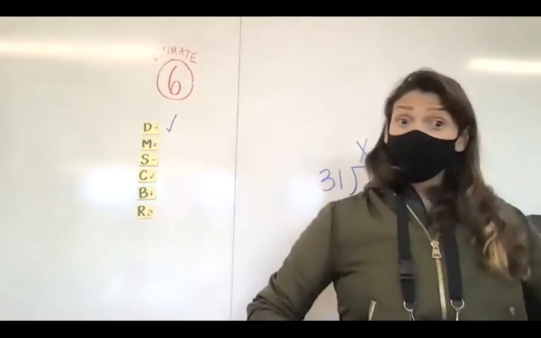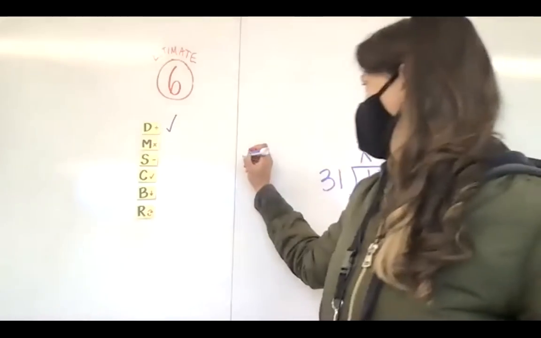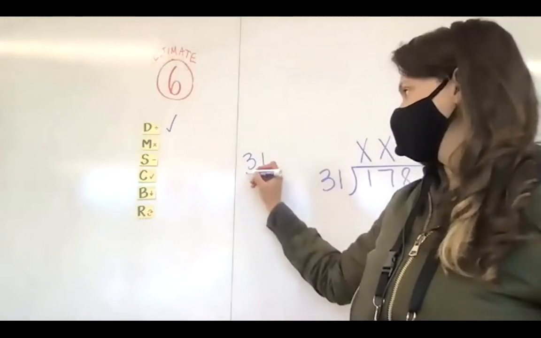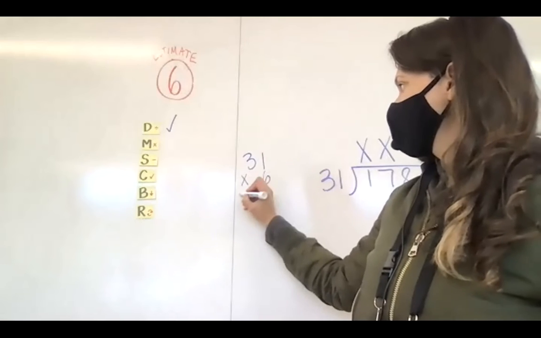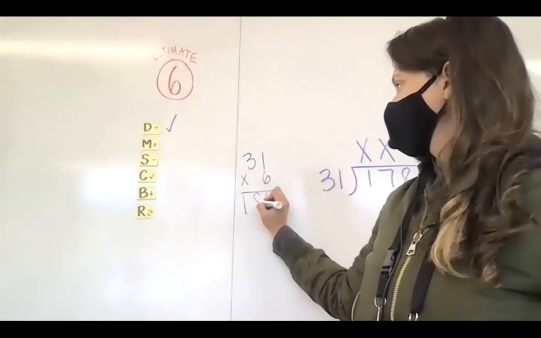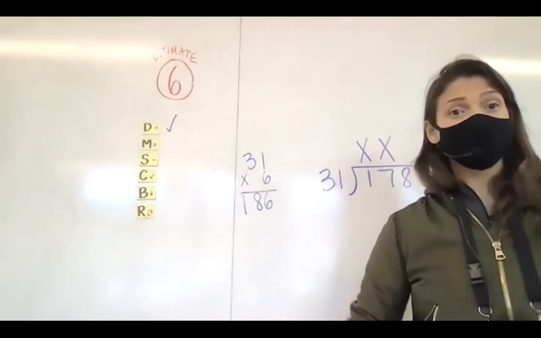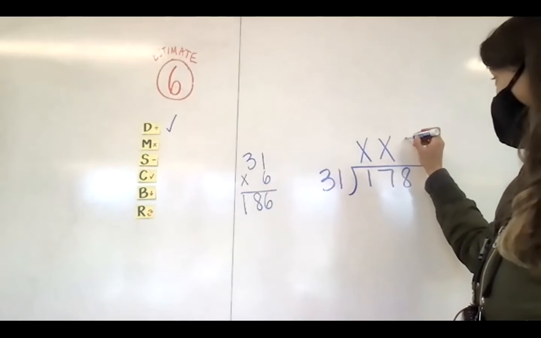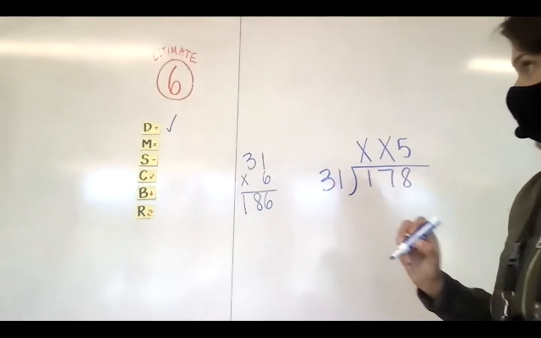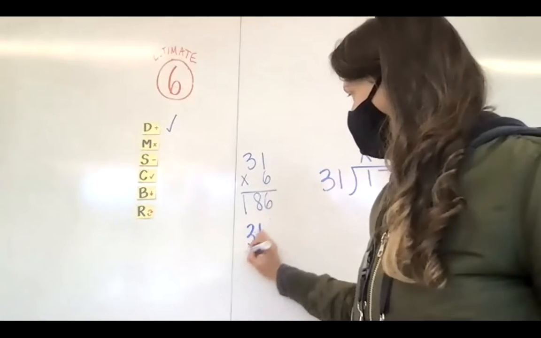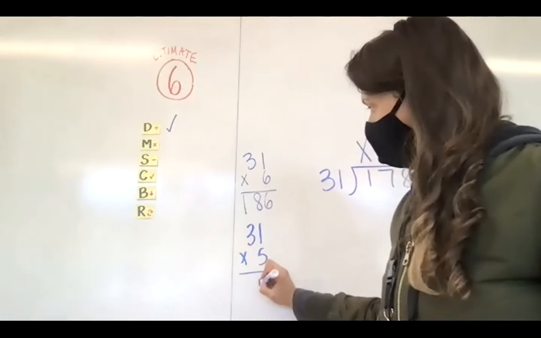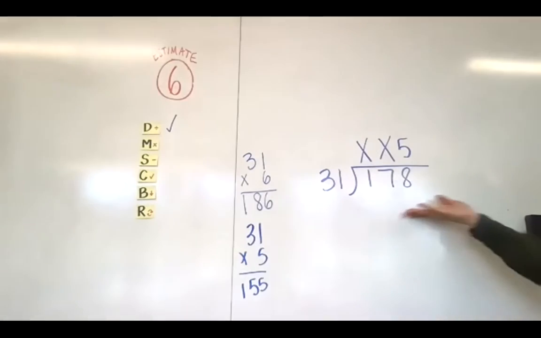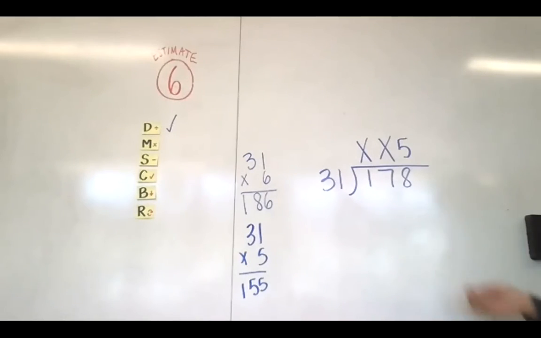Why not try our estimate? 31 is our original number. We think it could go in possibly 6 times. Let's try it. Times 6, we get 186. That's too big. So what does it have to be? It has to be 5, which equals 155. 31 times 5 equals 155. That's as close as we're going to get. Not perfect. It doesn't go in perfectly, which means we're going to have some extra steps coming.